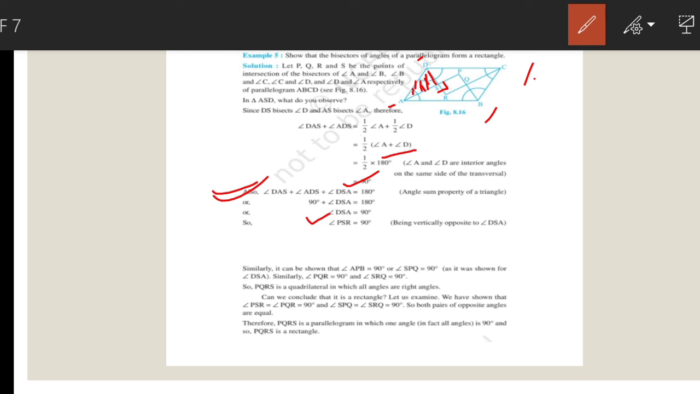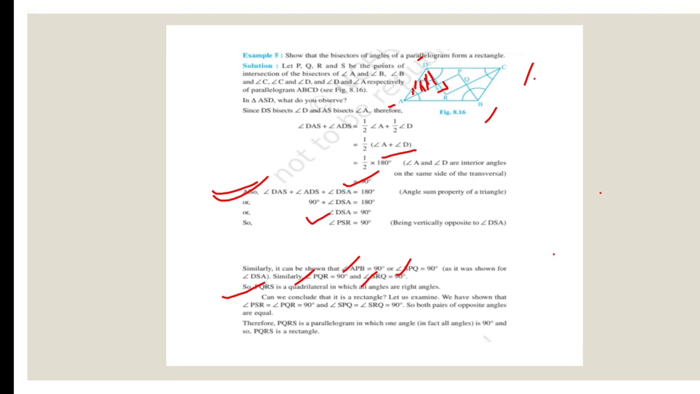In this same way, we can prove that angle APB is equal to 90. Angle SPQ is equal to 90. Similarly, we can prove PQR is equal to 90 and SRQ is also 90. Since all four angles became 90, we can say the quadrilateral PQRS is a rectangle. So from a parallelogram ABCD, we proved that PQRS is a rectangle.